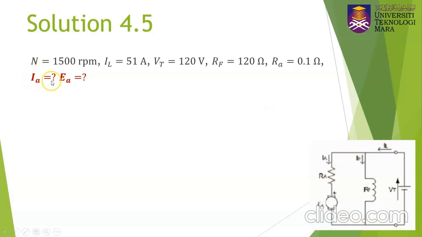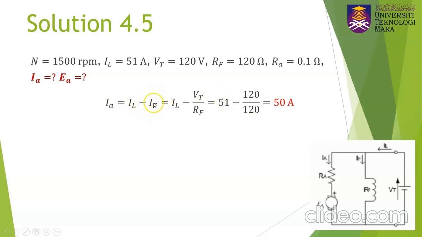The question asks you to find the value of IA and the value of EA. So first of all, we need to determine the value of IA. By applying the KCL, the Kirchhoff current law, you know that the current going into IL will be equal to IF plus IA. So we can rearrange the equation to become IA is equal to IL minus IF.